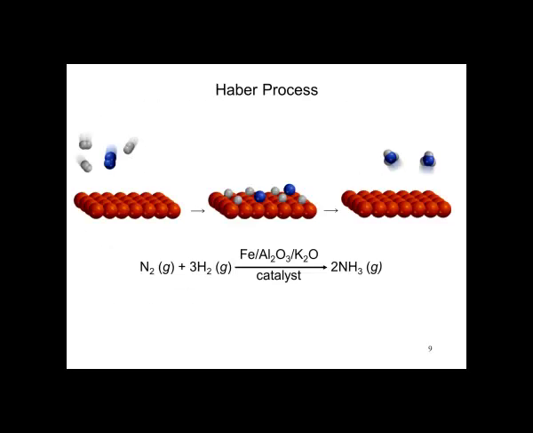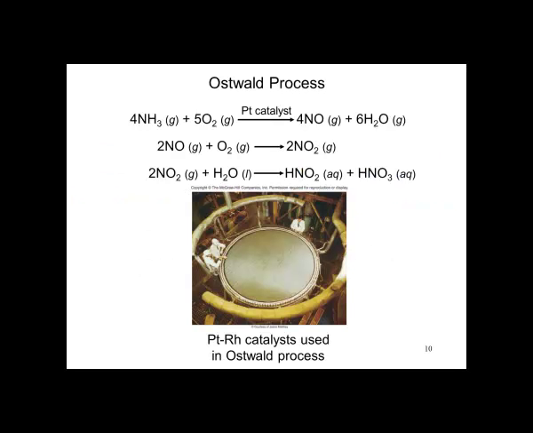Here's the Haber process. Nitrogen reacts with hydrogen to form ammonia. The catalyst is a mixture of iron, aluminum oxide, and potassium oxide. The Ostwald process is for the manufacture of nitric acid. Here a platinum catalyst is used.